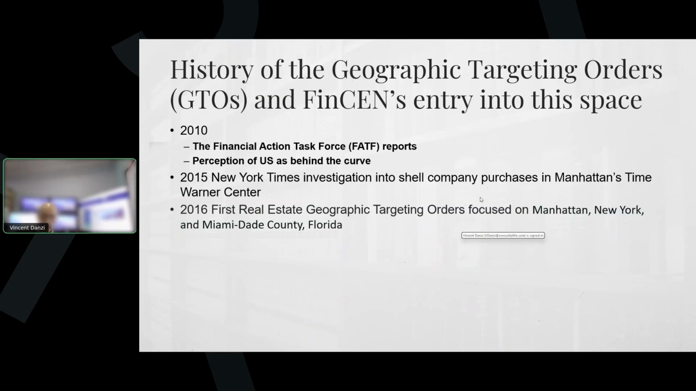The GTOs were always temporary in nature. They were issued according to FinCEN's authority to issue temporary geographic targeting orders for a maximum of 6 months. And so for the last decade, you've had these daisy-chained geographic targeting orders where one geographic targeting order expires and the next one picks up. That's finally going to be ending at the end of February to be replaced by this real estate rule.